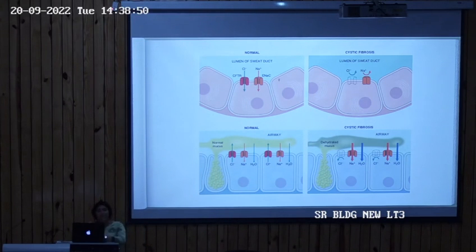If CFTR is mutated, then in the sweat duct what will happen? The chloride is not coming inside the epithelial cell. It is present in lots and lots of amount in the sweat. So the sweat of the child will be very, very salty. That is what the mother brings the child with a complaint of. She will say, when I am kissing my child, his skin is very salty.